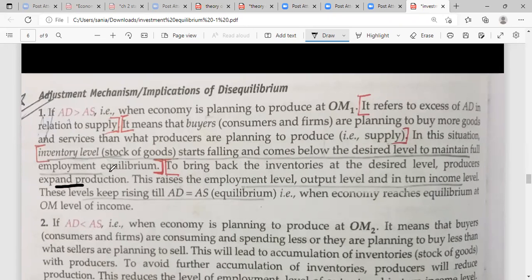He will produce more. And because of this, earlier two people were producing things. Now he will hire more people. Because of this, output also increases and income will also increase, and he will keep on increasing his production till AD becomes equal to AS.